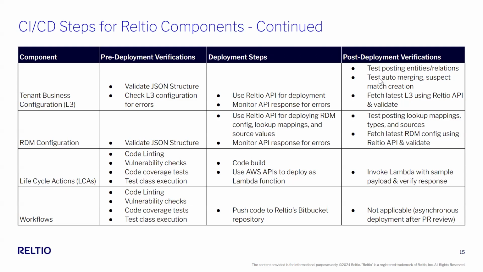In terms of post-deployment verification, after this change, you can test posting a sample entity or relation to see if everything is getting posted correctly into Reltio. You can test auto merging. You can test suspect merge creation to check the validity of your match rules, and you can also fetch the latest L3 using the Reltio API. You can basically do a get of the L3 and check if everything got deployed correctly. Right? These are some indicative post-deployment verifications you can do.